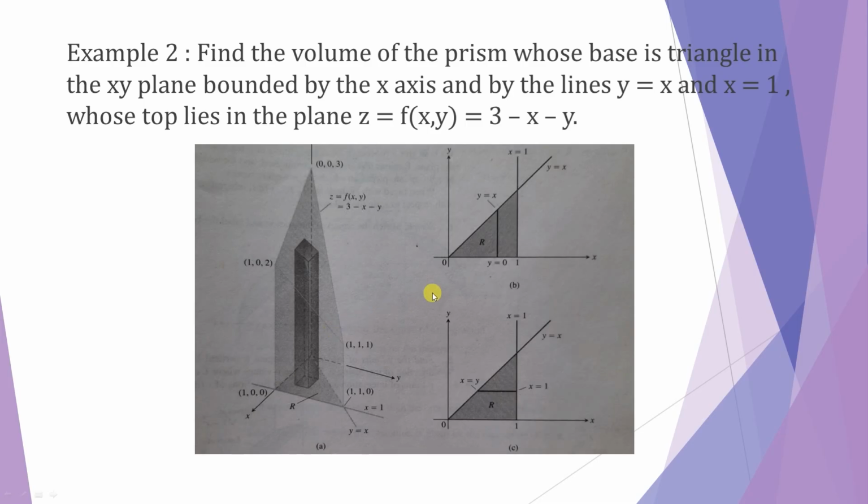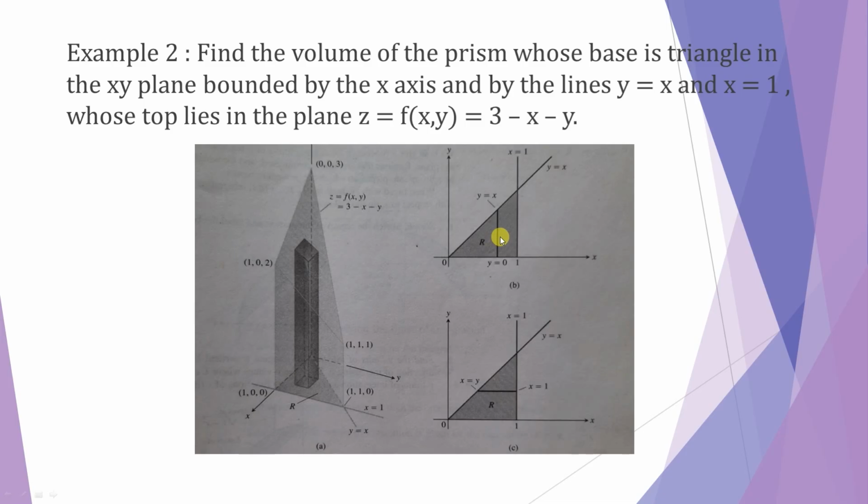To find the limits we need that region. In figure B, we have the region bounded by the x-axis and the lines y equals x and x equals 1. This is the line y equals x, a straight line passing through the origin. This is the line x equals 1, parallel to the y axis, and the x axis, that means y equals 0. So this is the region of integration.